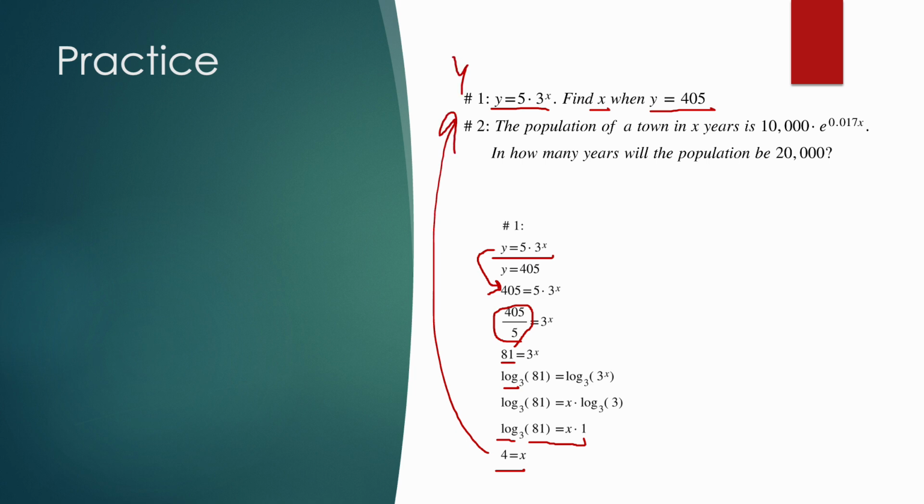If we say y equals 5 times 3 to the 4th, right? This is going to be the same thing as saying 5 times 81, and this is going to be the same thing as 405. And so this is all correct because it equals back to the y value we started at.